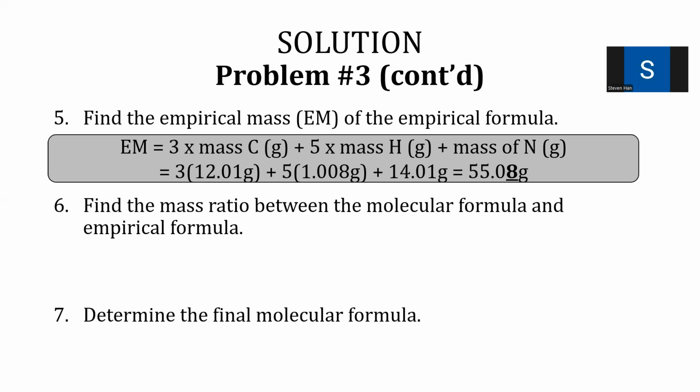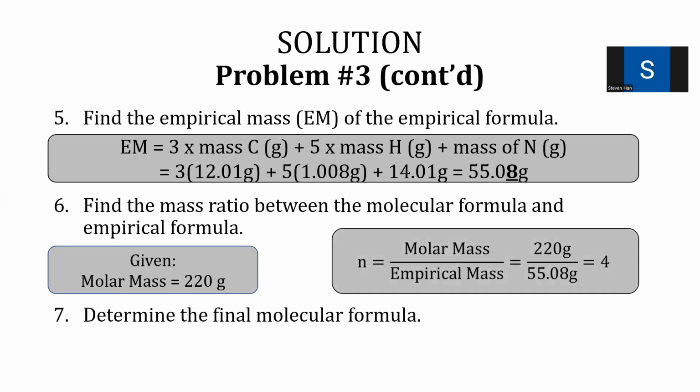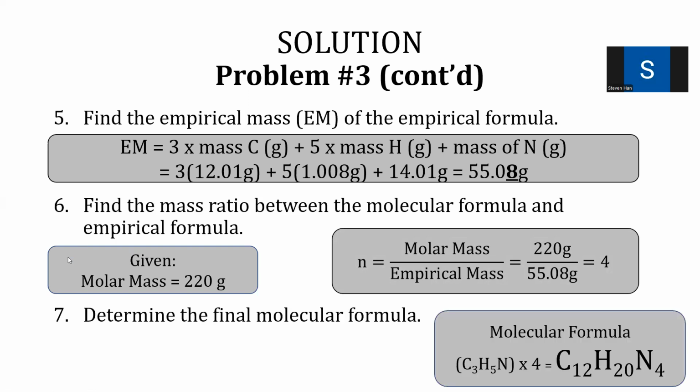Next, finding the mole ratio between the molecular formula and the empirical formula is done. Since the molar mass of the compound is 220 grams, N equals 220 grams divided by 55.08 grams for a final value of 4. Thus, determining the final molecular formula is done by taking the empirical formula of C3H5N times 4 for a final molecular formula of C12H20N4.